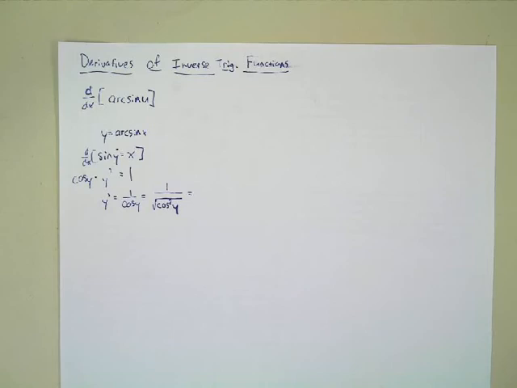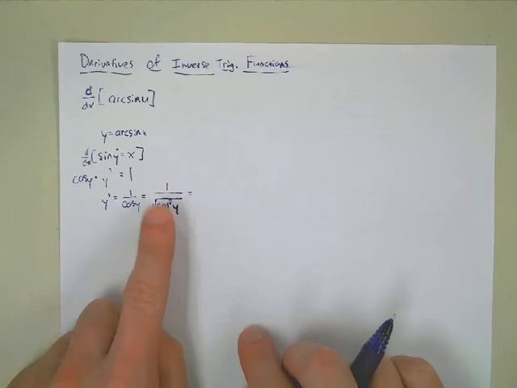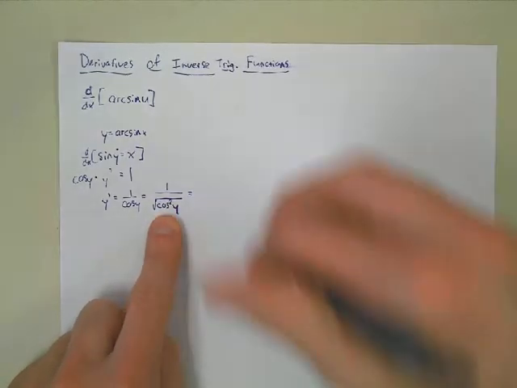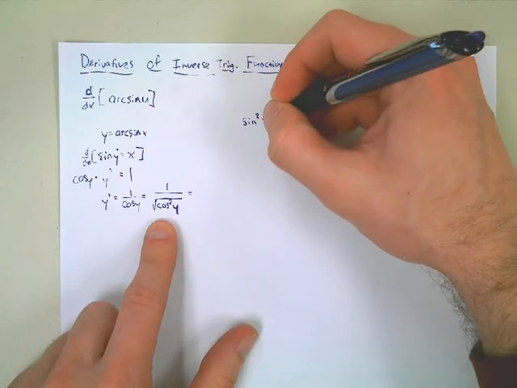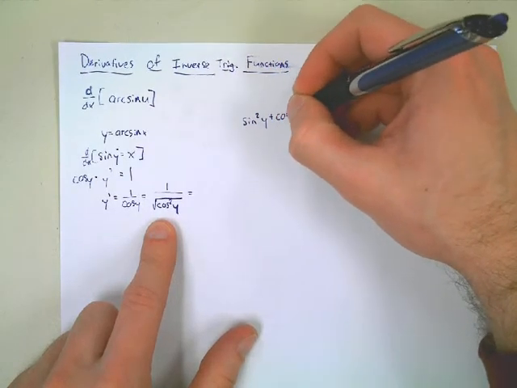Because we know a Pythagorean identity: sine squared y plus cosine squared y equals 1, right? That's a Pythagorean identity. Because we only have cosine squared here, cosine squared y is 1 minus sine squared y.